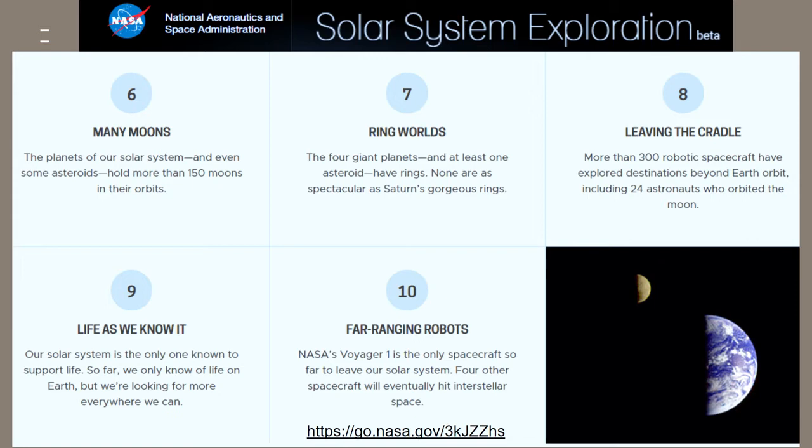More than 300 robotic spacecraft have already explored destinations beyond our orbit, and we have 24 astronauts who have already orbited the moon. And so far in our solar system, our planet is the only one capable of sustaining life. However, we are still looking for other planets and checking their environment to see if it is suitable to sustain life. NASA's Voyager 1 is the only spacecraft so far to leave our solar system.